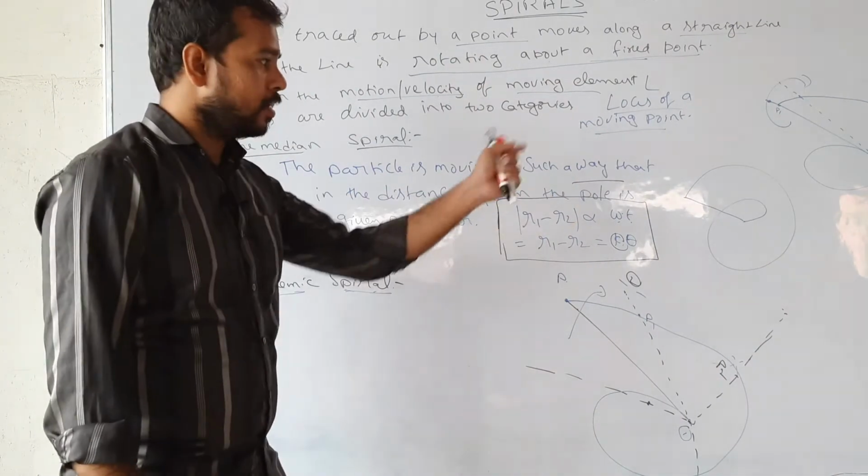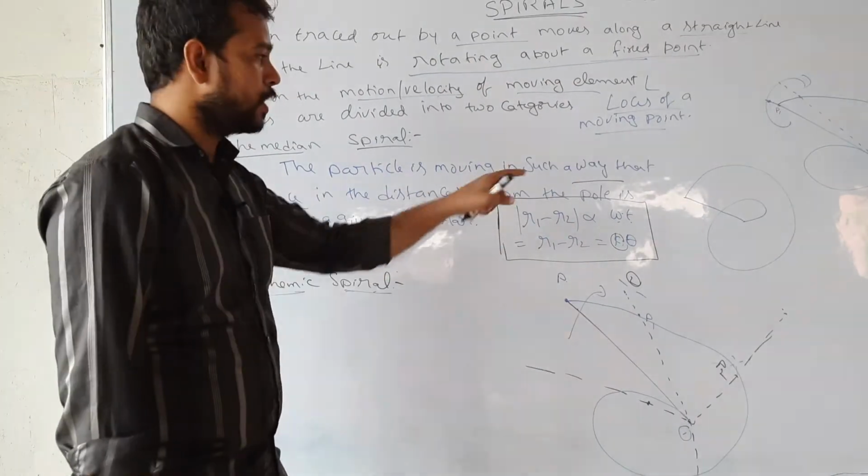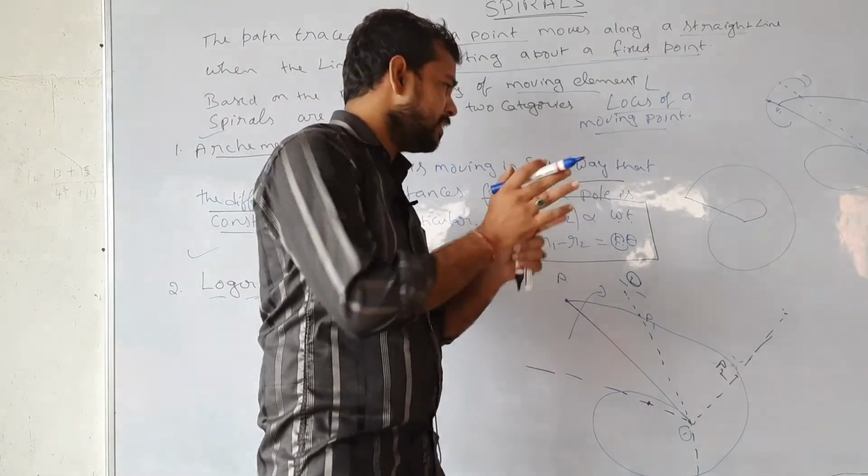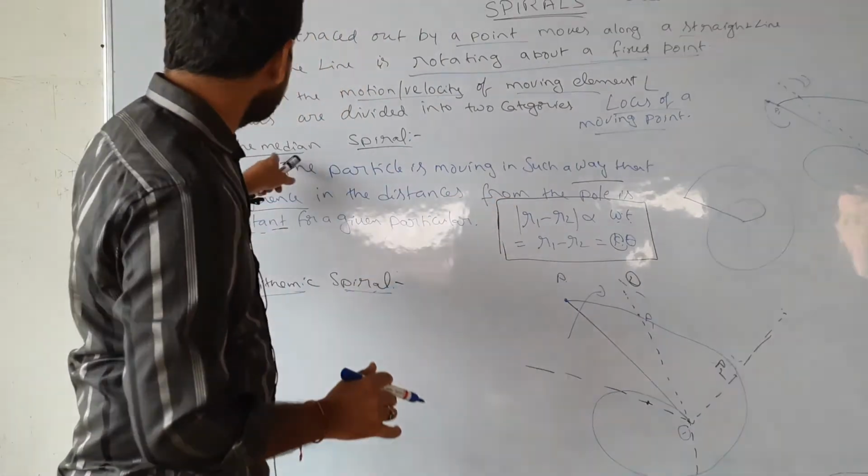Okay, to draw this one, how are we going to draw this one? I will give that link in the description. Okay, so no problem. This is Archimedean spiral.